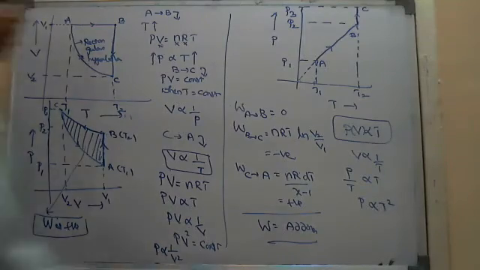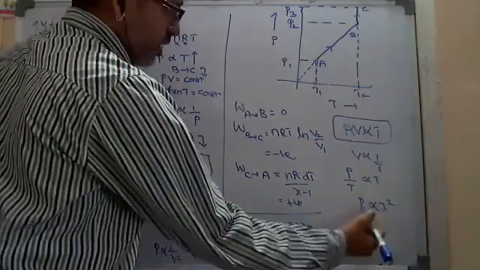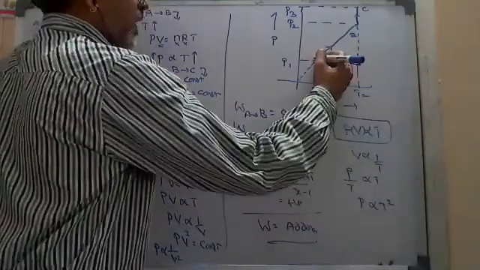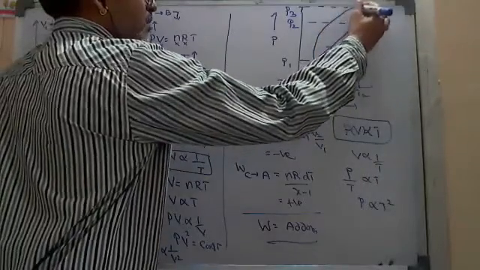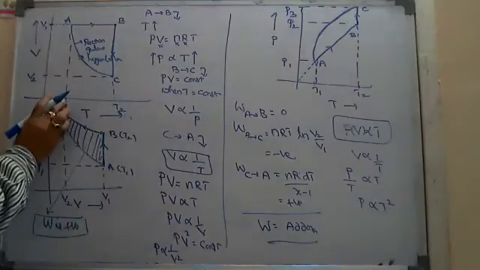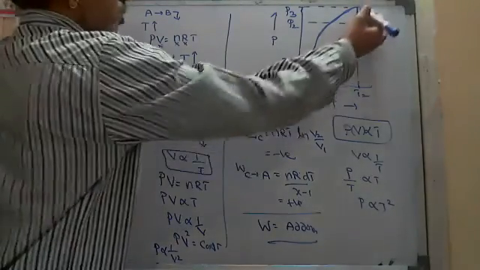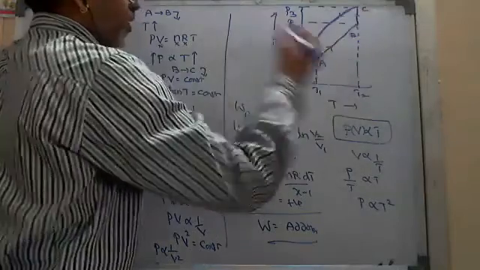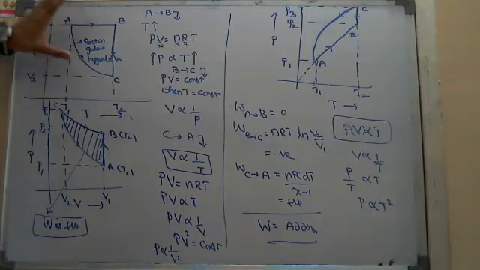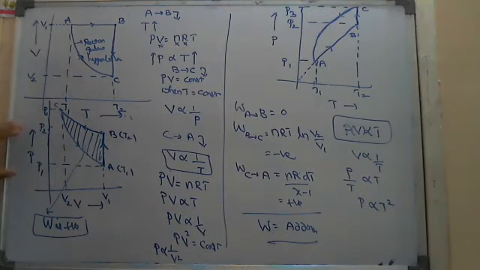P is directly proportional to T square means it is just like a parabola. You will get like this. Here the temperature decreases, so the pressure also decreases from P3 to P1. You will get like this. It is one shape there. So finally we are converting the VT graph into PV and PT graphs, we solved there.